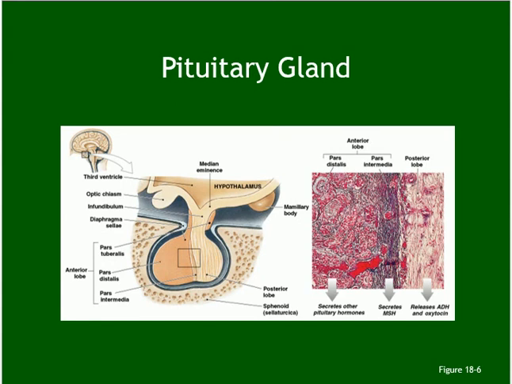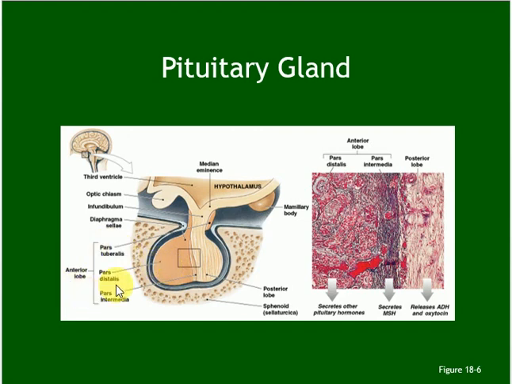And as we know, the pituitary gland is connected to the hypothalamus through the middle part that's called the infundibulum. The pituitary gland itself consists of three parts.